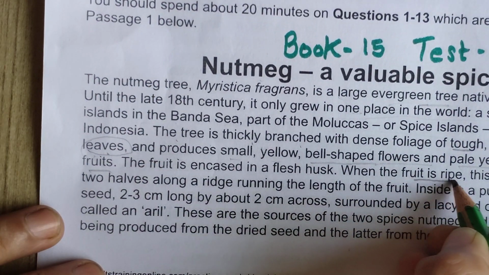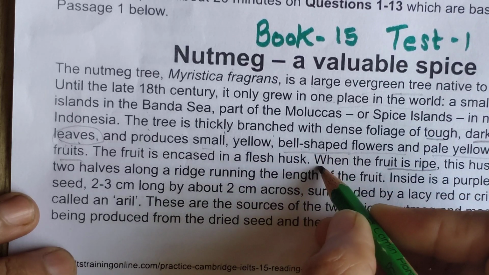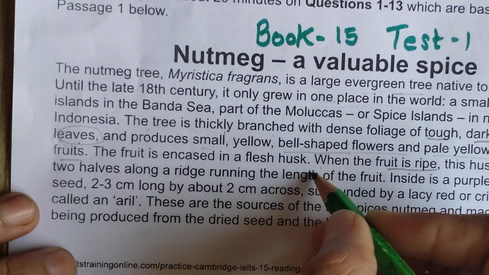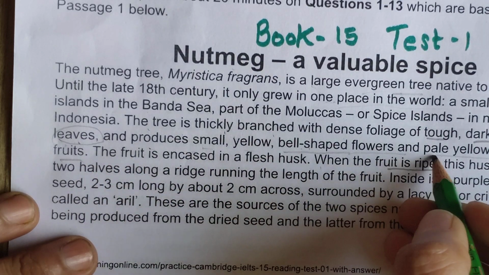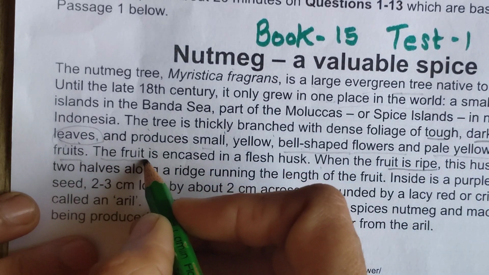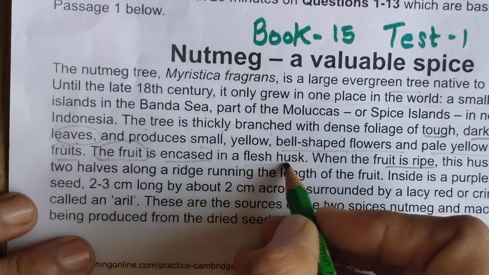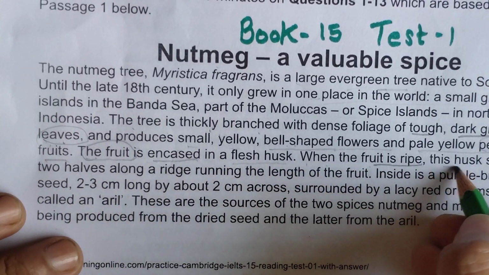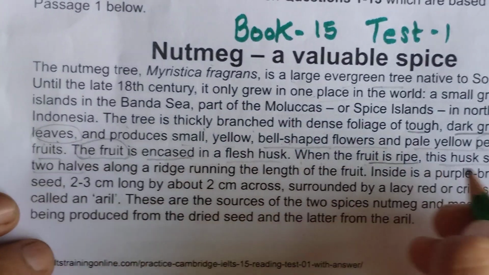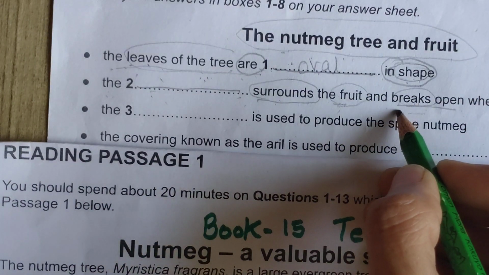Yes, fruit is ripe. This was given. So after we have found the second question, we will find after the lines only. Okay, this fruit is, they are talking about this. The fruit is encased in a flesh husk. When the fruit is ripe, this husk splits into two halves, breaks open.